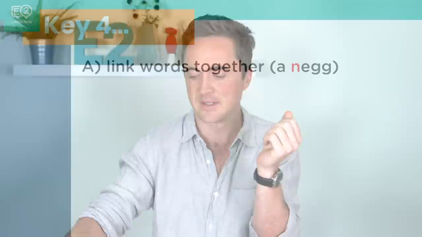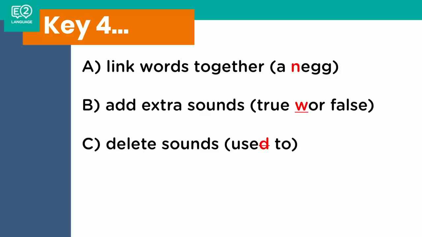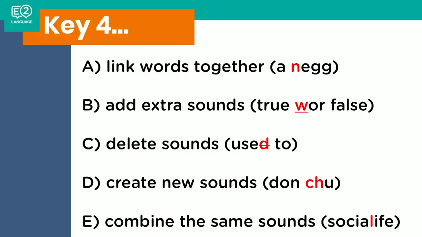Also, sometimes with specific pairings of words, we add an extra sound. Like if I say true or false, true war false, there's sort of a w sound that appears there. Sometimes we just delete sounds because it's difficult to say. Used to, we just say used to, I used to, and the d disappears. That's natural. Sometimes we create new sounds. Like if I say don't you know, don't you, ch, I don't say don't you know, I say don't you know. That's natural. And sometimes we just combine the same sound. So if we have social life, two L sounds, I delete one and just say social life. How's your social life?